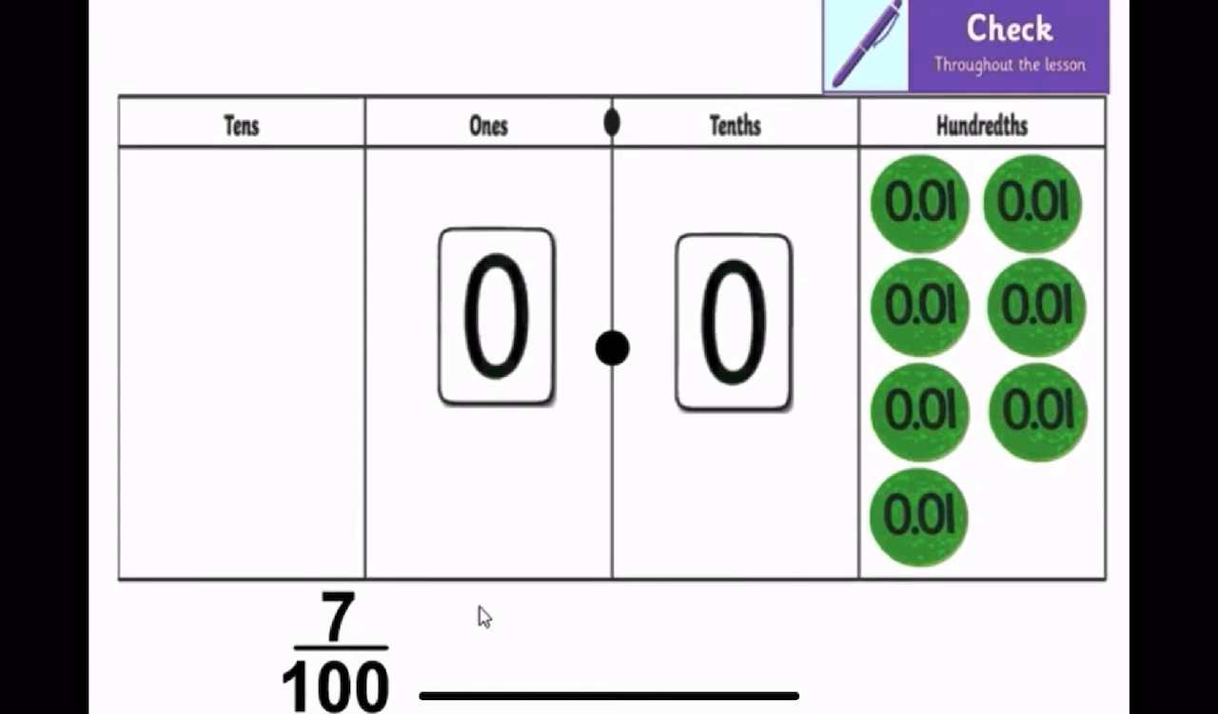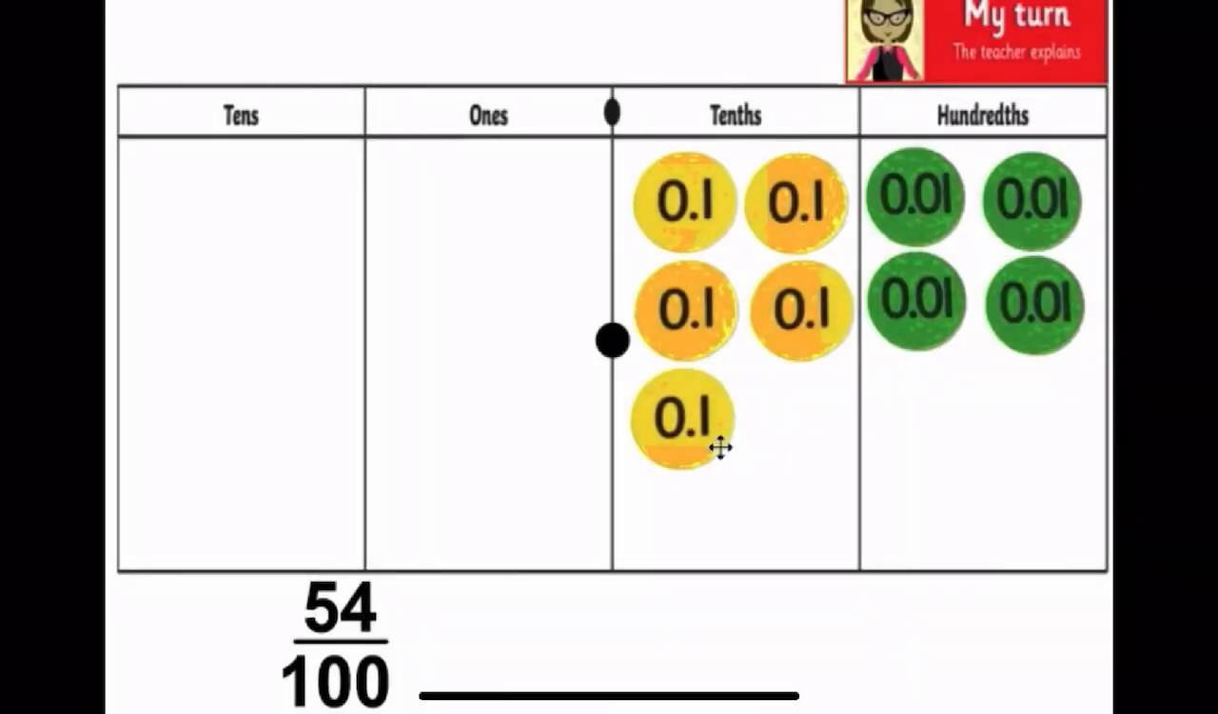So how did you get on with that? Well, we can see we have no ones and we don't have any tenths. So we've used zeros here as a placeholder. So to write that, we would need to write 0, decimal point, 0, and a 7. 7 hundredths is 0.07. How did you get on with that, Year 4? We're going to look at another My Turn now.